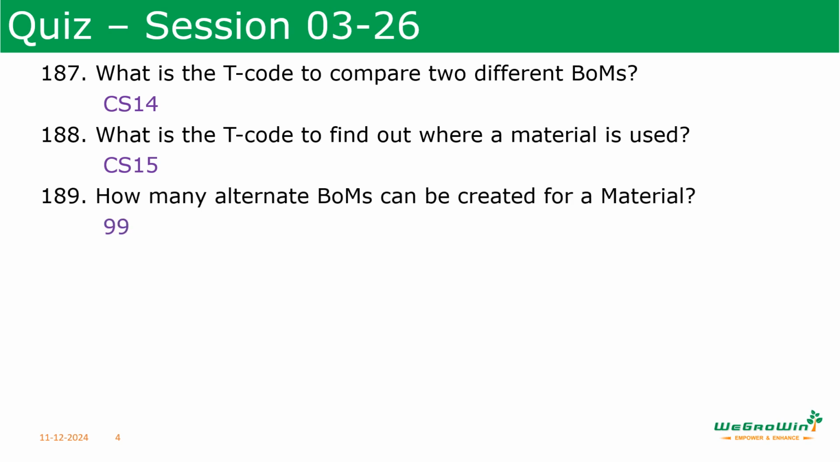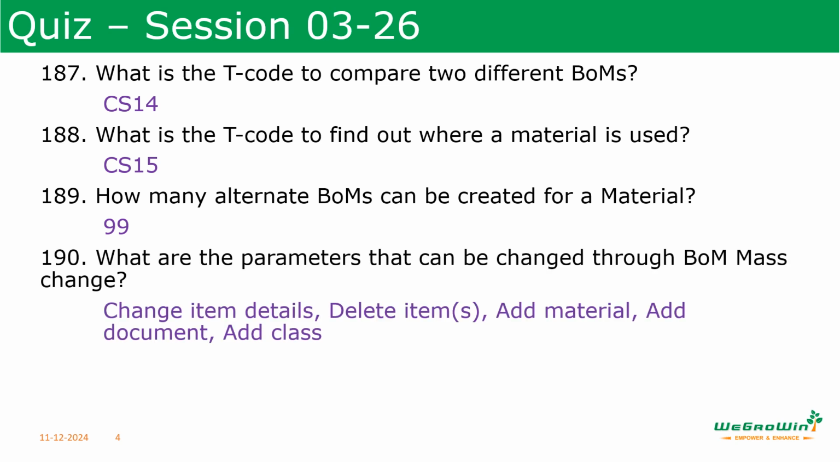How many alternate BOMs can be created for a material? Up to 99 alternate BOMs we can create. What are the parameters that can be changed through BOM mass change? Through mass change, we can update, change the item details, delete item or many items, add materials, add document, add class.